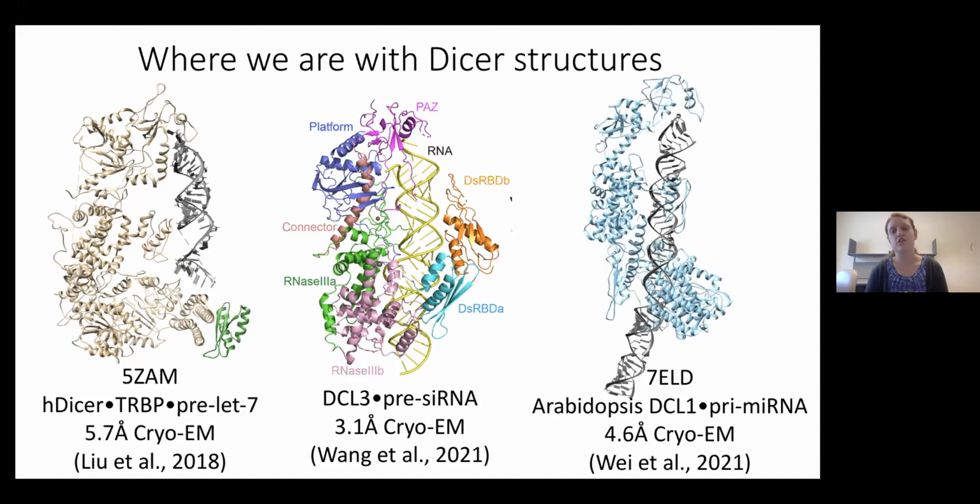And the final structure I'll show here is, again, a very recent structure that just came out in Nature Plants for Arabidopsis Dicer-like protein 1 bound to a primary microRNA. This time, we can see the double-stranded RNA in the active site, so it's cleavage competent, and we have the helicase domain. But at 4.6 angstroms, it's not high enough resolution that you can get residue information to understand exactly how the protein residues are interacting with the double-stranded RNA.